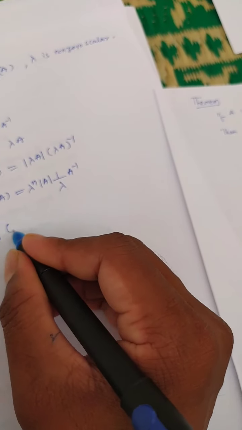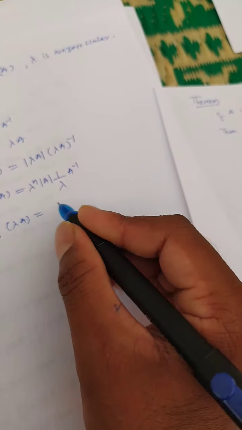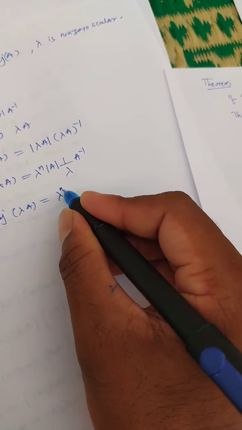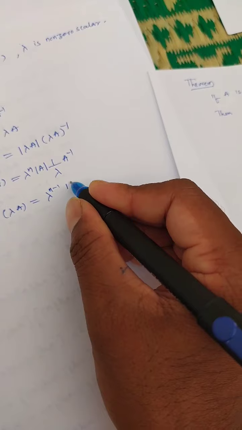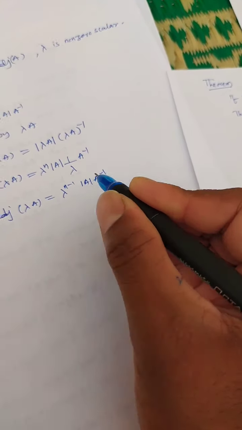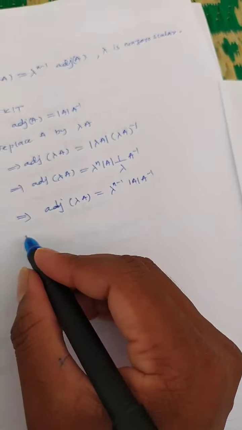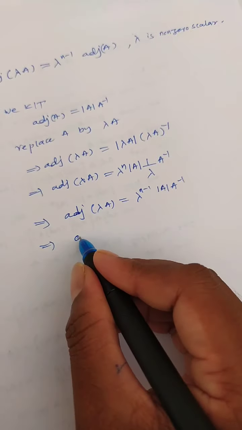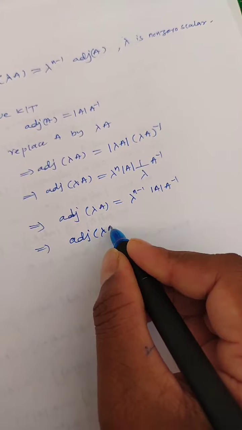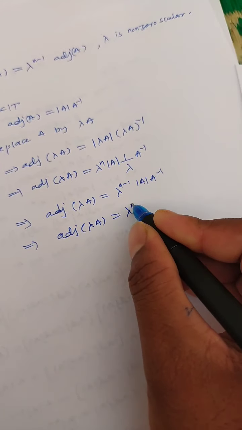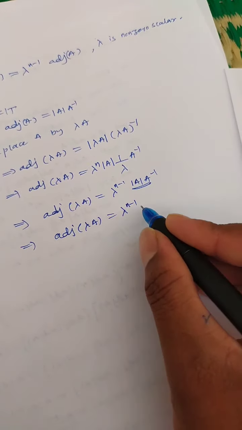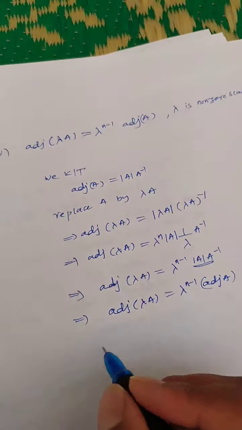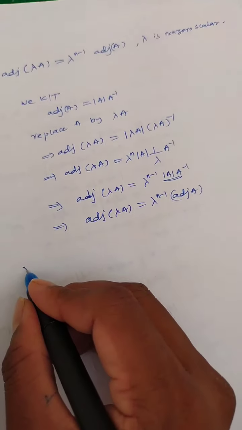So adjoint of lambda into A is equal to lambda power n by lambda, which is lambda power n minus 1, and det A into A inverse. Det A into A inverse is equal to adjoint, so in place of det A into A inverse, we can replace it with adjoint. So adjoint of lambda A is equal to lambda power n minus 1 adjoint A. Okay, I proved the fourth one. Now let me prove the fifth one.